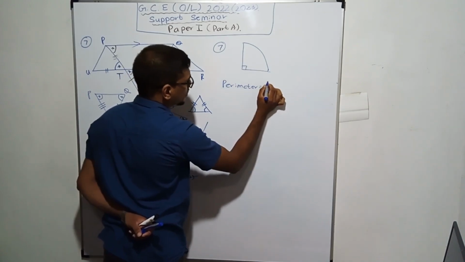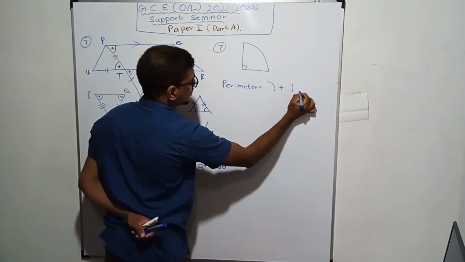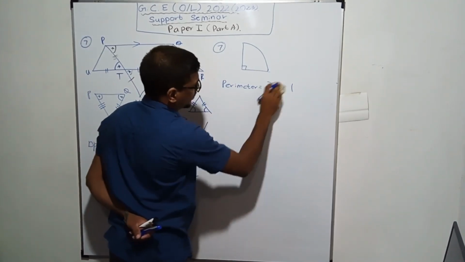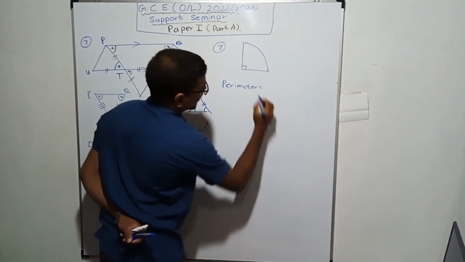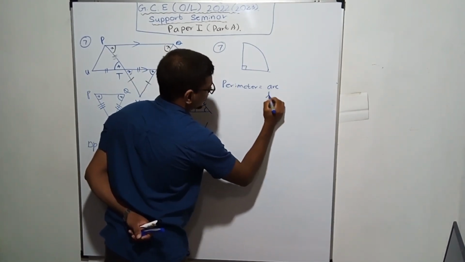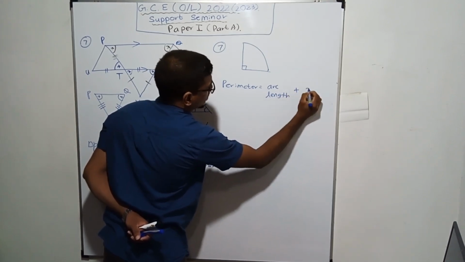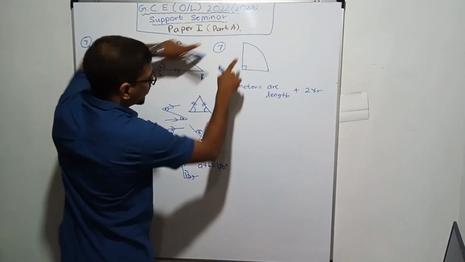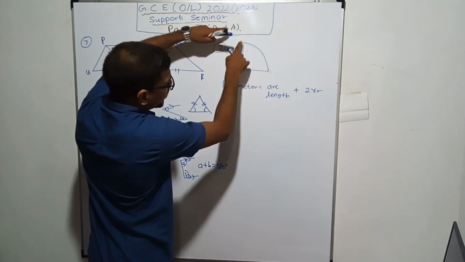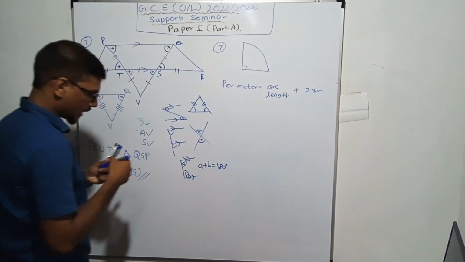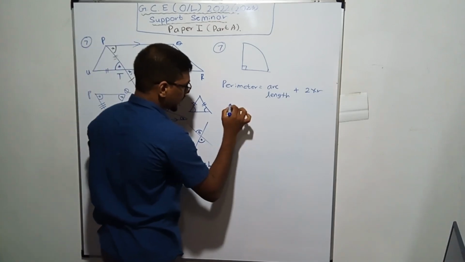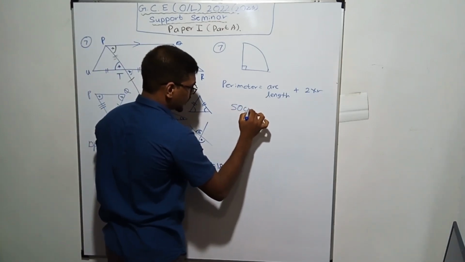Perimeter will be this arc length plus 2 times the radius, isn't it? This arc length and 2 radiuses are there. It will be the perimeter. And they have given us the perimeter. It is 50 centimeters.